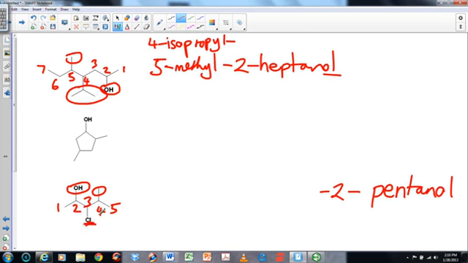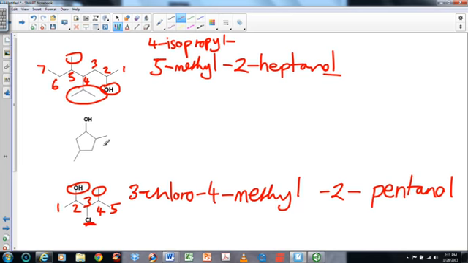But I know I've got a chloro on 3 and a methyl on 4. C comes before M, so I'm going to do my chloro first. 3, chloro, 4, methyl. Okay, I have a bit of a gap here, but whatever. 3-chloro, 4-methyl, 2-pentanol. That's the way that works, just following the same naming conventions we've seen before.